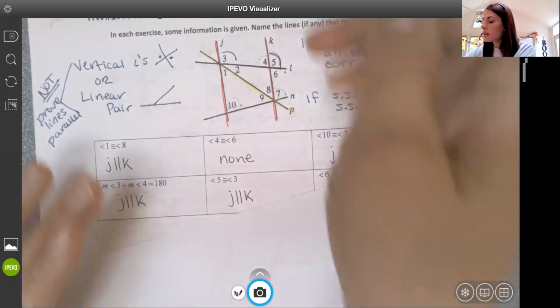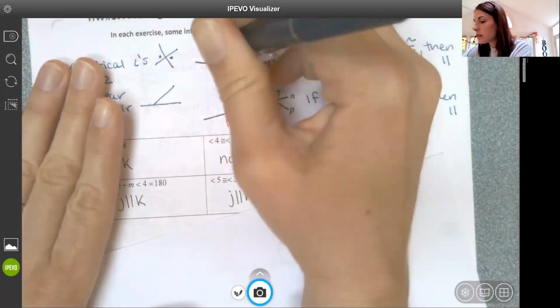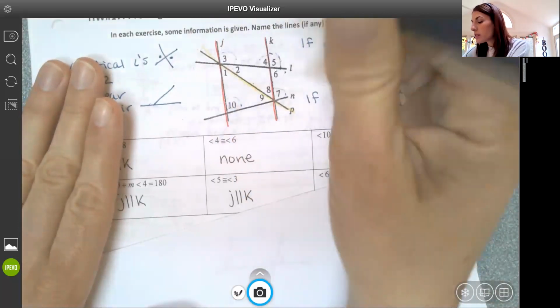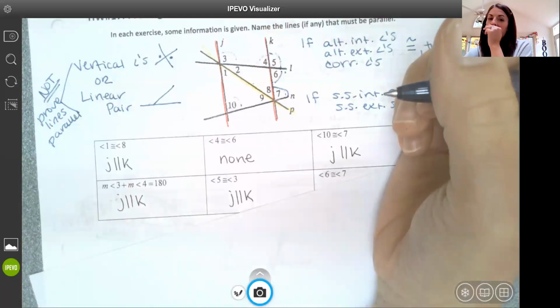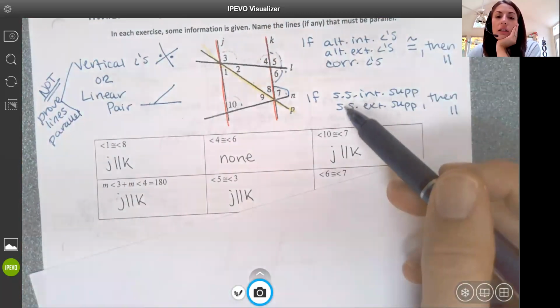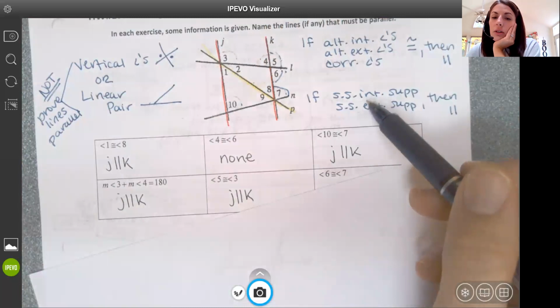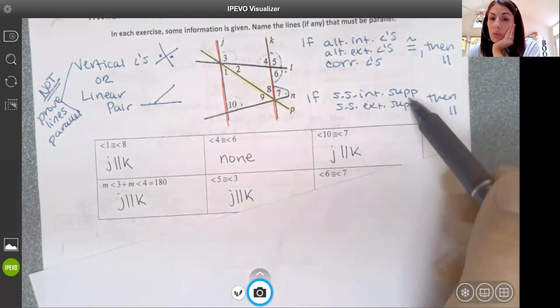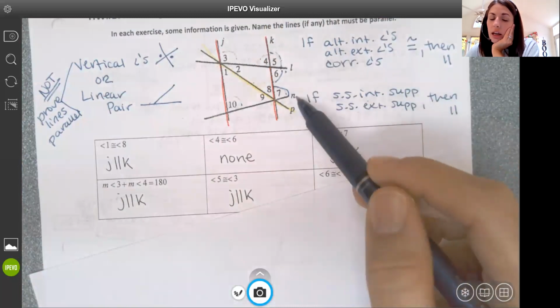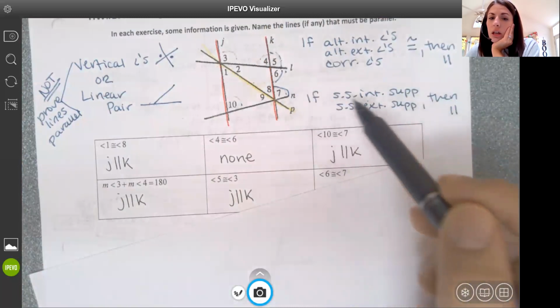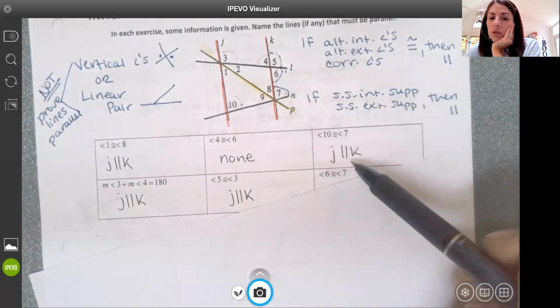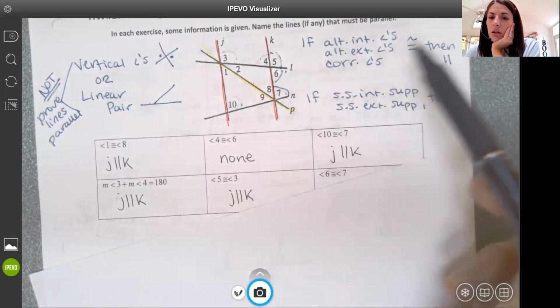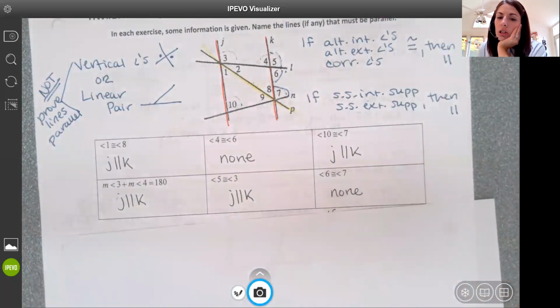And then last, it gives us 6 and 7. Are congruent. So 6 and 7 are same side interior angles. If I knew that 6 and 7 were supplementary, then I could say that a certain set of lines, L and M, N would be parallel. But it doesn't tell me that they're supplementary. It tells me that they're congruent. So that doesn't fit our model here. So we would also say none.